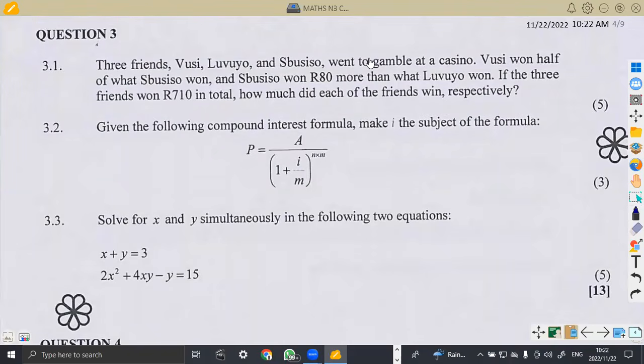The first part of question 3 was a word problem that you were given to work from. Word problems, guys, are a matter of analyzing whatever you are given so that you can attempt the question the way that you understand. Anyways, we are given in 3.1 that there are 3 friends we are talking about: Vosi, Lovio, and Fusiso. These 3 friends went to gamble at a casino. Vosi won half of what Fusiso won.